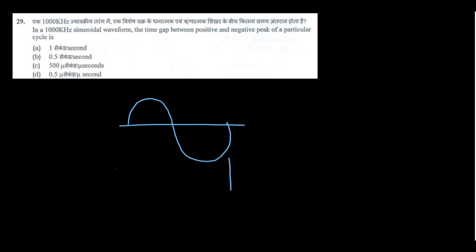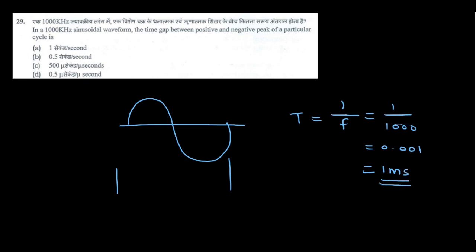So what is the question? 1000. What is time period? Time period only is asked, no? This is 1000 Hertz. So T equal to 1 upon F, 1 upon 1000. So we will get 0.001, that is equal to 1 millisecond. So the 1 millisecond is the period of this. From here to here, it is 1 millisecond.